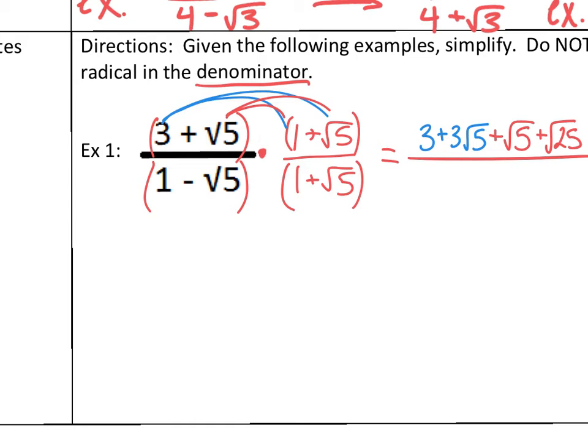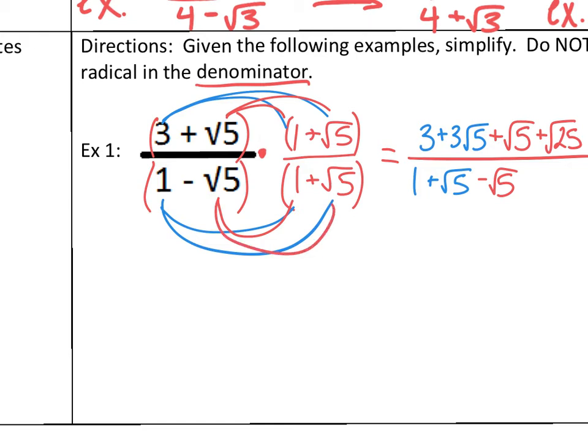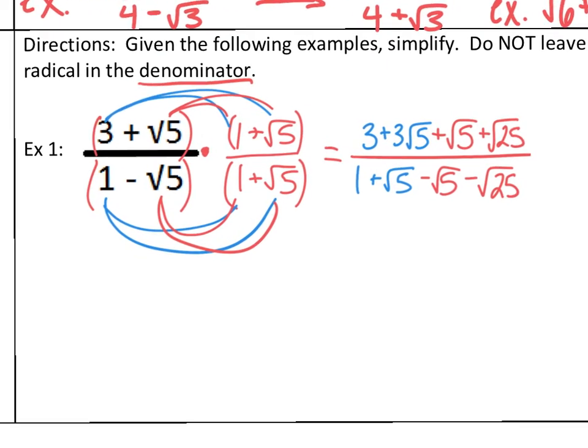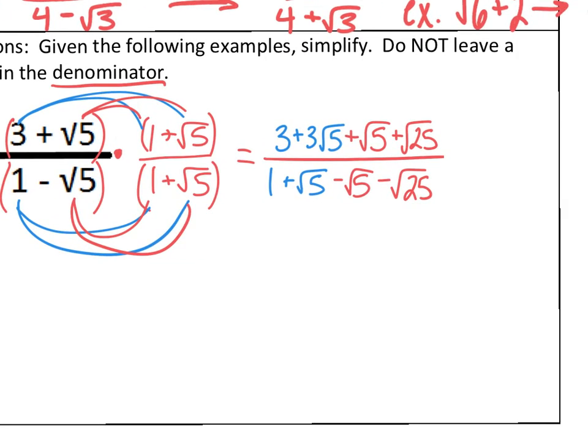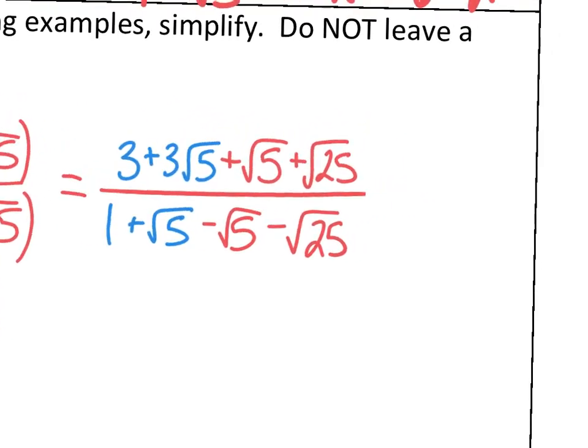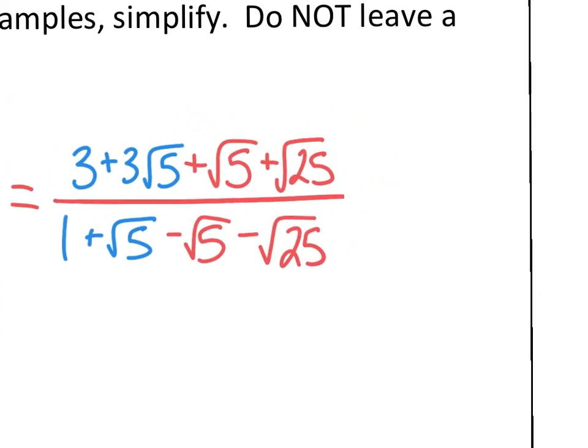Okay, now on the bottom, 1 times 1. 1. 1 times square root of 5. Square root of 5. Negative square root of 5 times 1. Negative square root of 5. And then negative square root of 5 times positive square root of 5. Negative square root of 25. Perfection. Okay, with me so far on how we FOILed out top, we FOILed out the bottom. Now we're just going to simplify, okay? We're actually, well, I guess we'll start with the top.